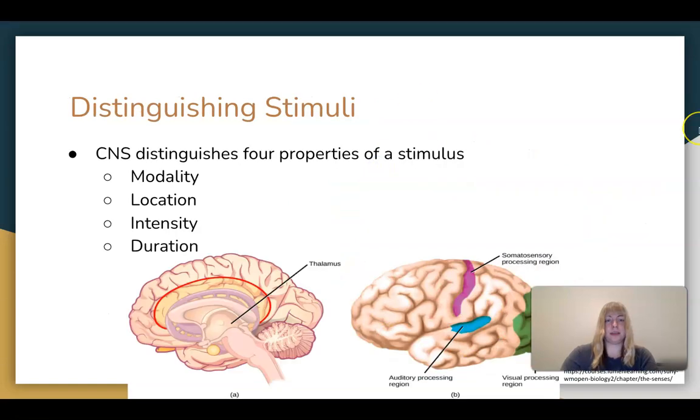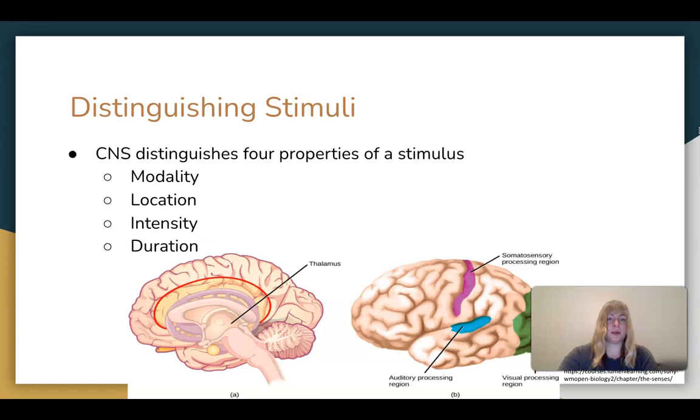So the first step is distinguishing stimuli. The body needs to distinguish the stimuli coming from sensory neurons into the brain, because the body will respond differently to chemicals and temperature and light. So the central nervous system uses 4 properties of a stimulus to distinguish between stimuli.